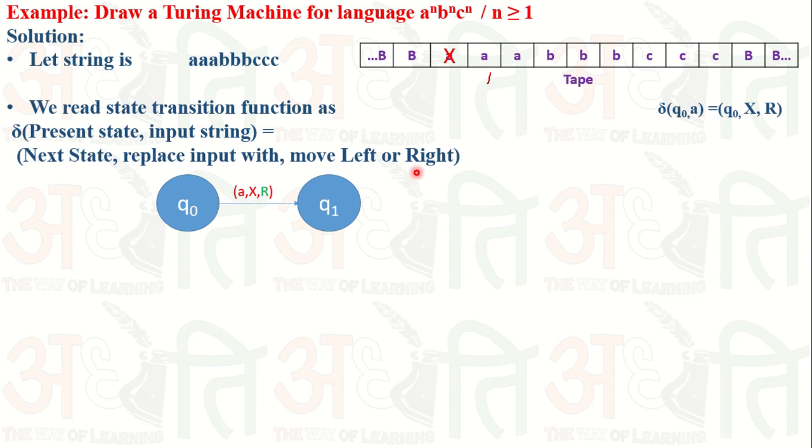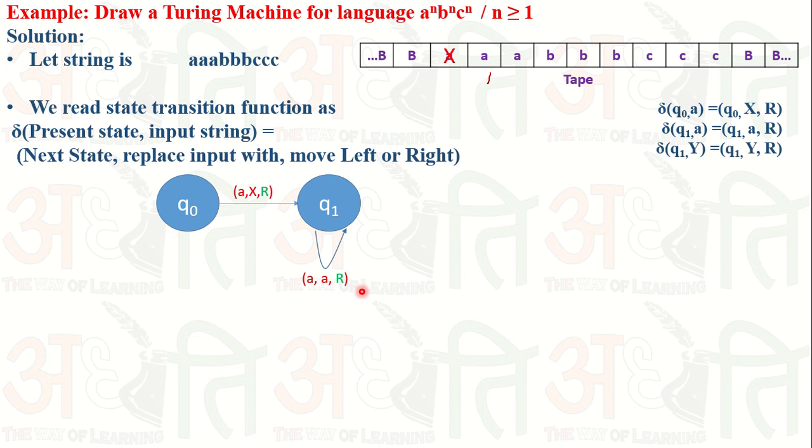So at Q1, we have A. We need to skip the A and reach the B, until we find the B. So at the state Q1, if the input is A, we simply remain at Q1 and replace A with A. It means we keep A as A and move right. So we continuously move right. So if the input is A, we replace A with A and move right. So it is a loop. Until we skip all the A's, we are moving rightward.